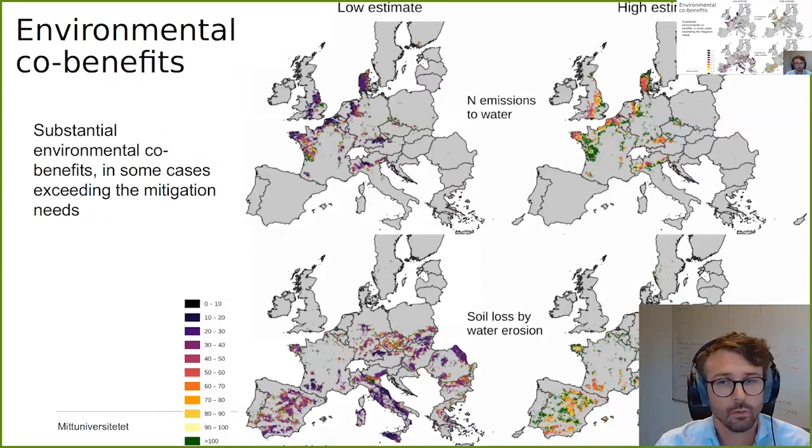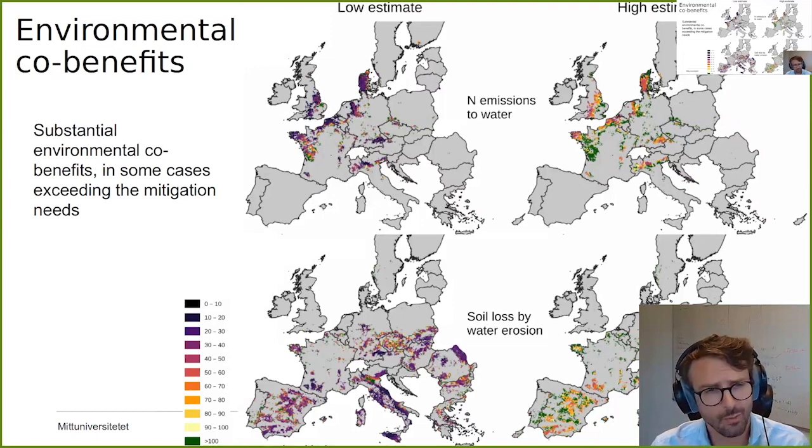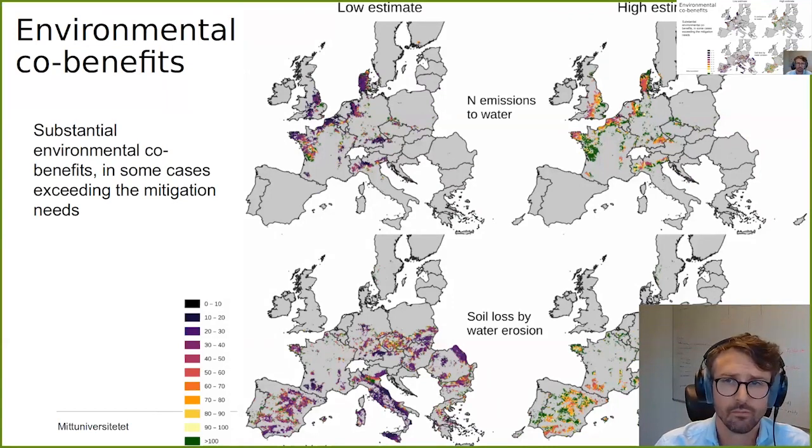And so far, so good. But then we also, because we knew that introducing grass on agricultural land does not only increase soil organic carbon, it also comes with other potential benefits. And these benefits depend on what type of environmental problem you have on the land where you establish the grass. Here we see 4 maps. To the left, we see the low estimate, and to the right, we see the high estimate. On the top row, we're looking at nitrogen emissions to water. And on the bottom row, we're looking at soil loss by water erosion.